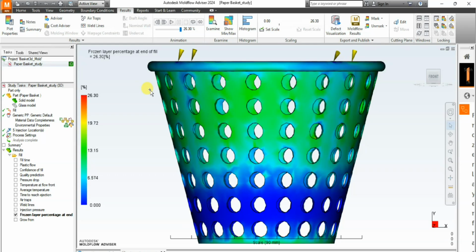We should also take note, importantly, that a polymer is considered frozen when the temperature falls below the transition temperature, that's T-trans. In this case we are looking at a range between 0 and 26%. We should also take note that during filling, the frozen layer should maintain a constant thickness.